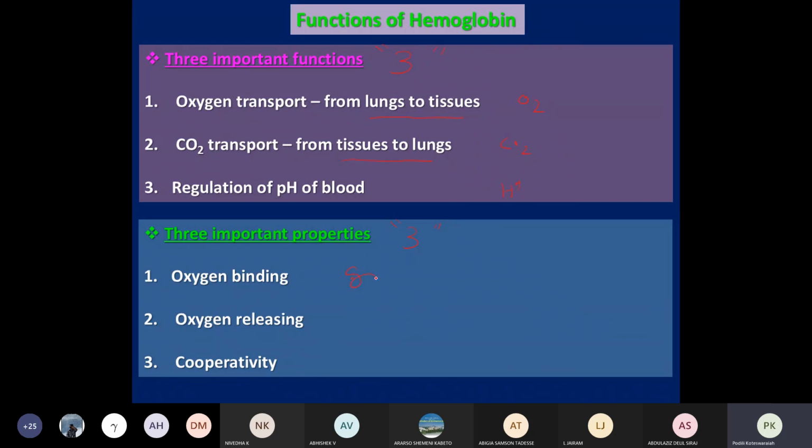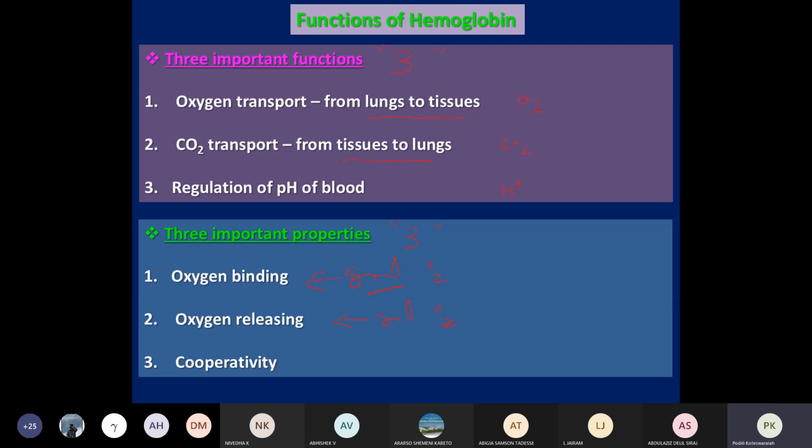Hemoglobin is good in oxygen binding, and it is also good in oxygen releasing, where it needs to release and when it needs to release.